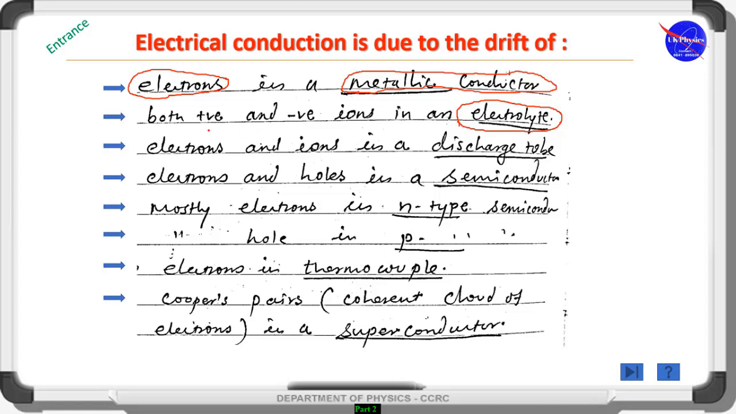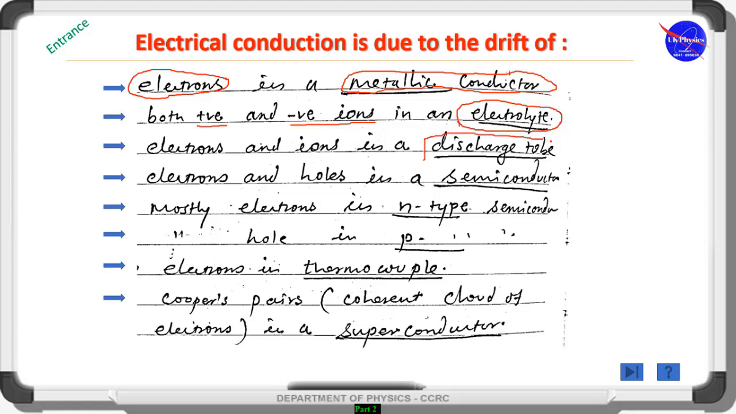So in that solution, the conduction is due to positive and negative ions. Positive ions means Na+, and negative ions means Cl-. So like a NaCl solution, that means in an electrolyte, the electrical conduction is due to the flow of positive and negative ions.